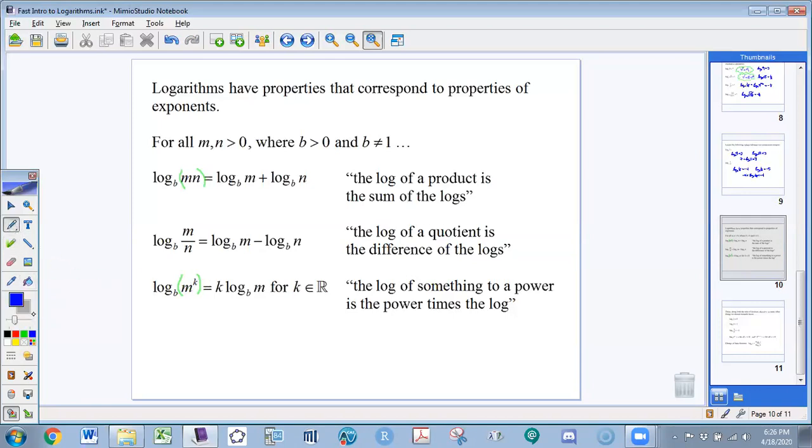So what happens when you raise something to a power with exponent rules? You multiply the exponents together. And so we get that the log of something to a power is the power times the log. That one you've got to run through a little quicker to make it fit the chant nicely. The log of something to a power is the power times the log.